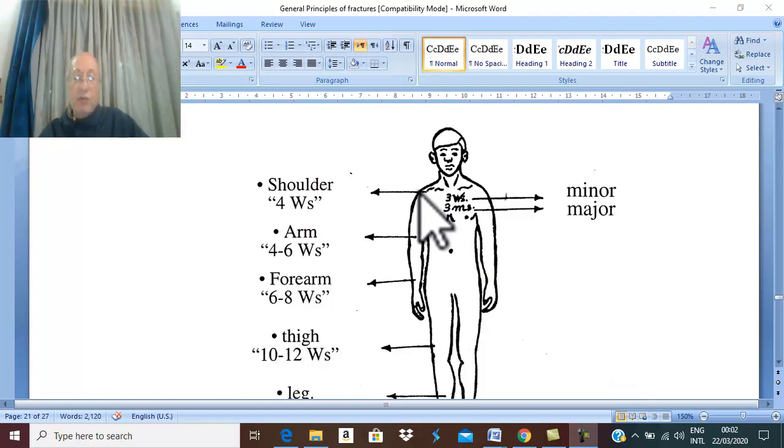Fracture or dislocation of shoulder. Dislocation of shoulder, 4 weeks. Fracture in the arm, which means humerus, is fixed for 4 to 6 weeks. Fracture in the forearm, 6 to 8 weeks.